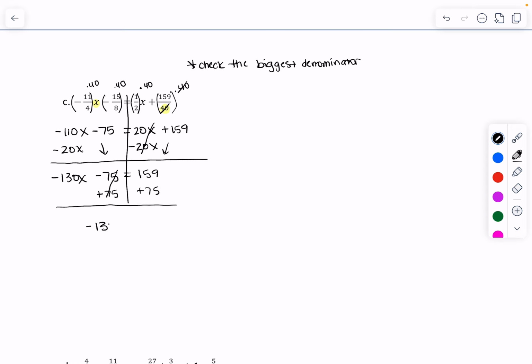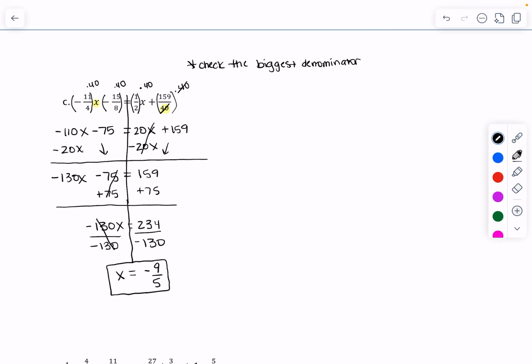I get negative 130x equals 234. Divide both sides by negative 130. And when I put this in my calculator and simplify, I get negative 9 over 5. Okay.